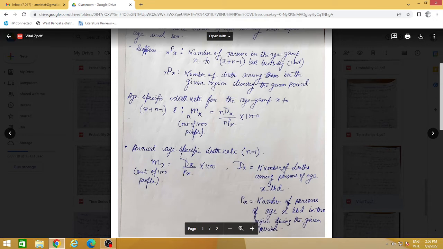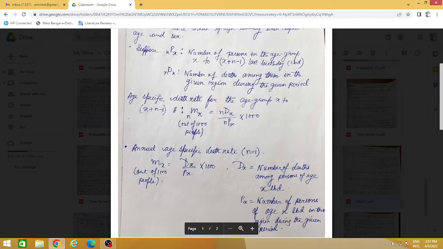So DX is the total number of deaths among persons of age X at the last birthday, meaning X was the age of that person at the last birthday. And PX is the number of persons of age group X at the last birthday in that given region during the given period. So I think we have some more time.